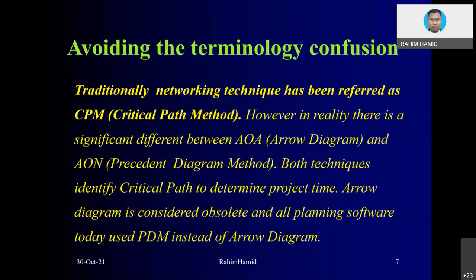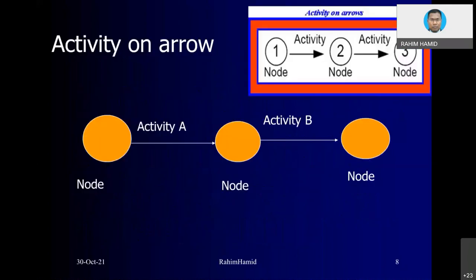Avoiding terminology confusion. This is what I told you before. Previously, the AOA diagram was always being dubbed as CPM. Old generation normally, when you tell them CPM, they will show the AOA diagram. Whereas critical path method is just a calculation method in order to generate the longest path, and at the end of the day, we want to know the overall project duration, critical activities, and whatnot. We can use either an AOA diagram or even AON, subsequently the PDM diagram. Okay, so that is the concept.